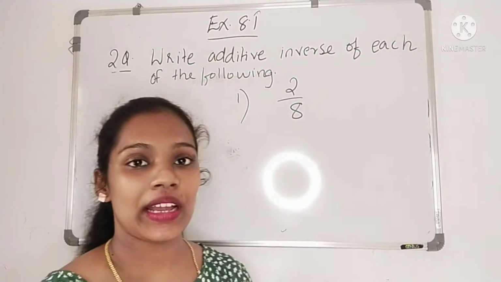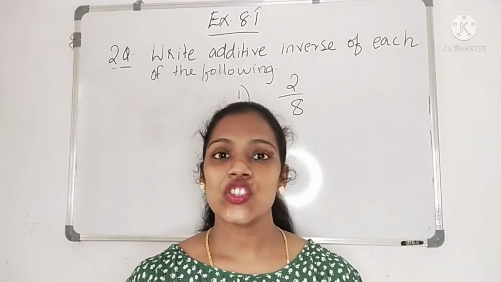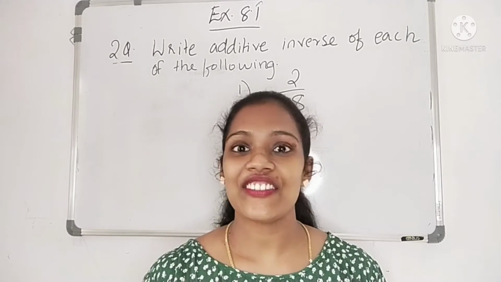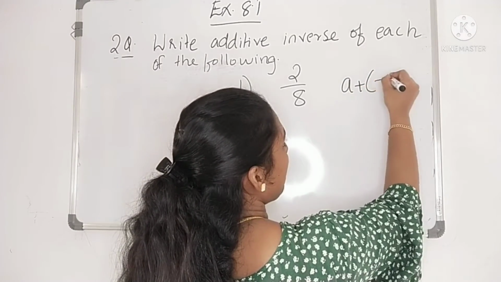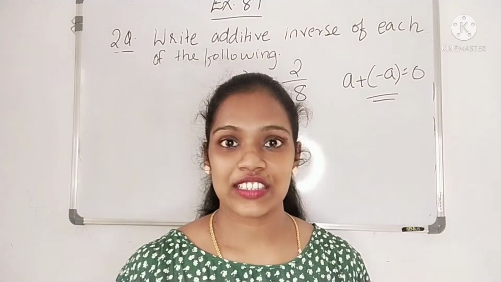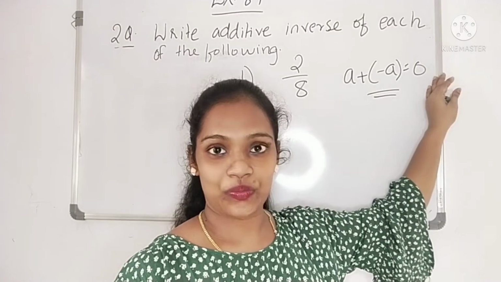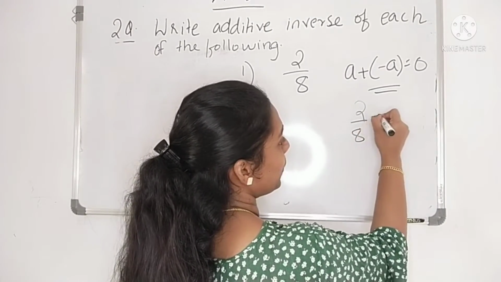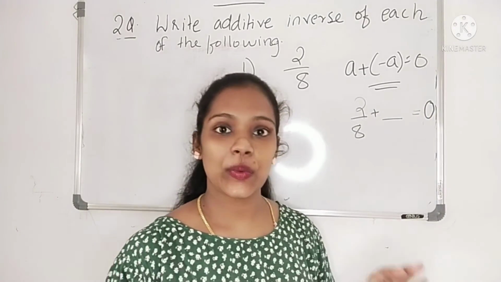First example is 2 by 8. Now I have been asked to find the additive inverse of this number. Before starting, first tell me what actually is meant by additive inverse. We have studied in our last class, right? What is additive inverse? That is a plus minus a equal to 0. This is the additive inverse. That means when we add two numbers, the sum should be 0. So I should add 2 by 8 with a particular number so that I get the sum as 0. That is my question.